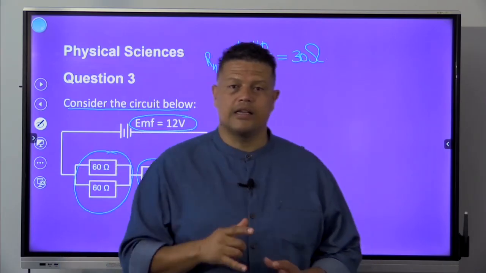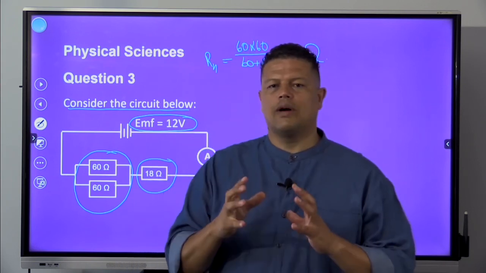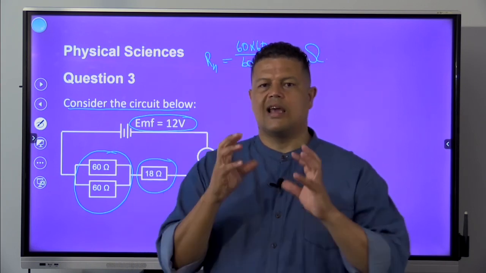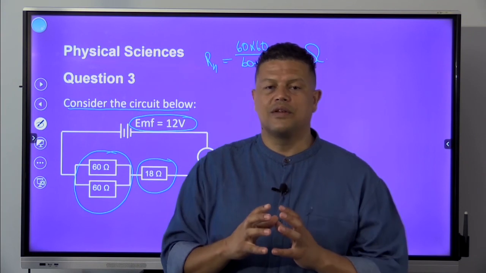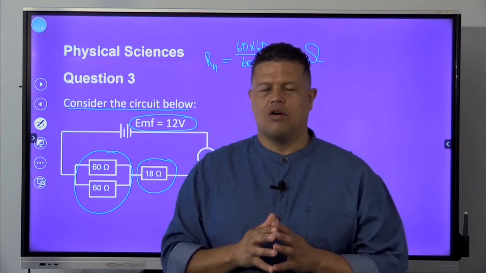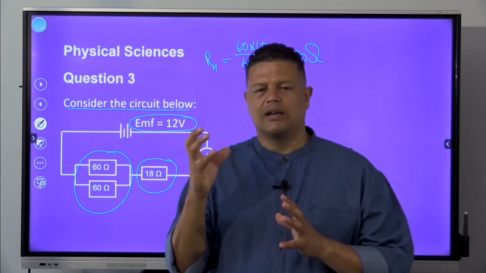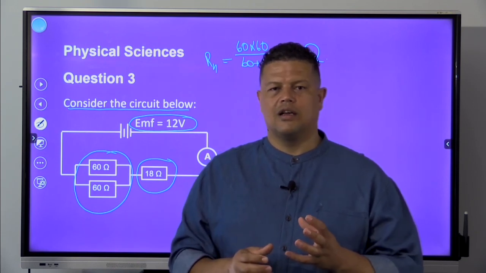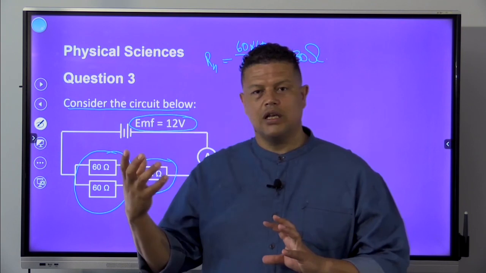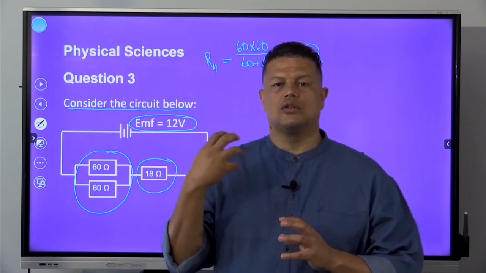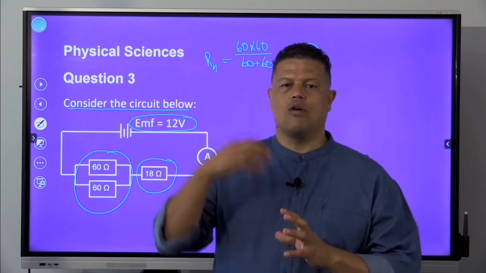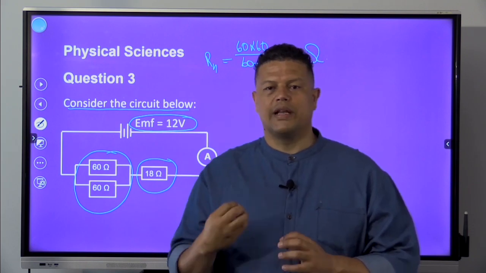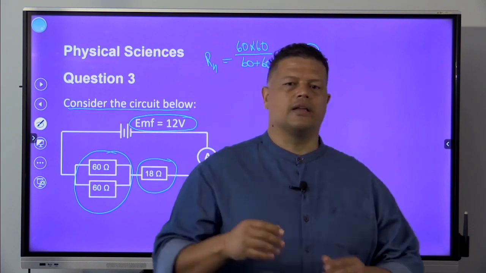Another hint, guys. If you've got two identical resistors and they are in parallel, the effective resistance is always half of that one resistor. So half of 60 is 30. If you've got a 40 and a 40, half of 40 is 20. So the effective resistance of a 40 and a 40 would be 20. You get the picture? Right, let's continue.